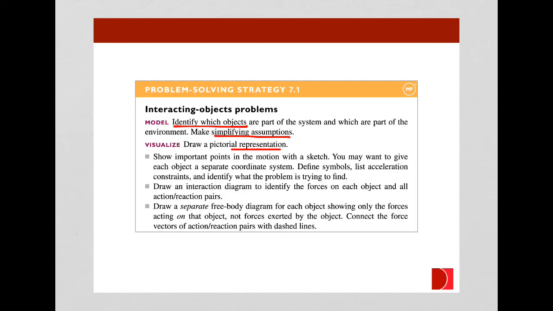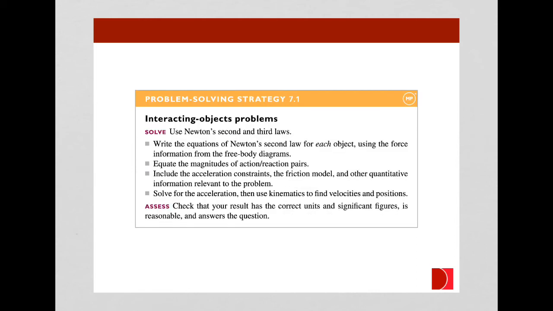The next step is to draw a picture. Pictures always help understand what's going on. An important part of the picture is to set up the interaction diagrams or the force identification diagrams that we've seen previously in this chapter. Those let us set up separate free body diagrams for each of the objects that are part of our system. Once we have a free body diagram, the point of a free body diagram is to be able to use Newton's second law to create equations for each object.